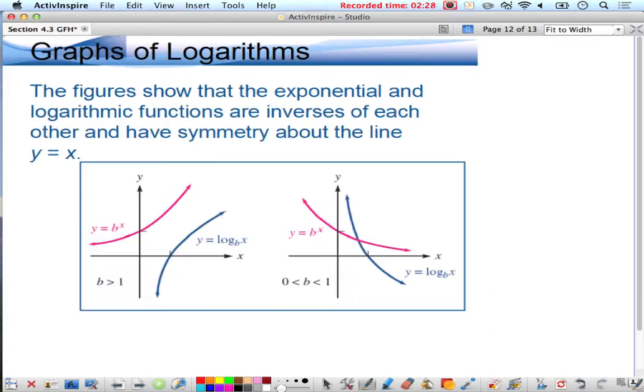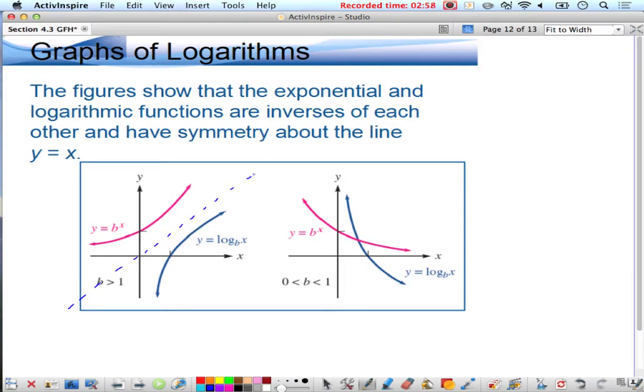Take a look at this slide. On the left, we have graphed y equals b to the x for any base that is greater than 1. And over here, this is log base b of x. Notice how they have symmetry about the line y equals x. If we fold them, they should match up perfectly because they are inverses. And inverses switch the x's for the y's and the y's for the x's.